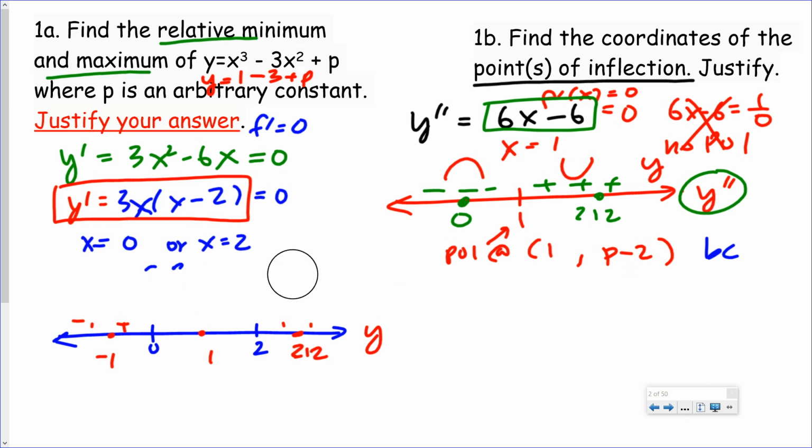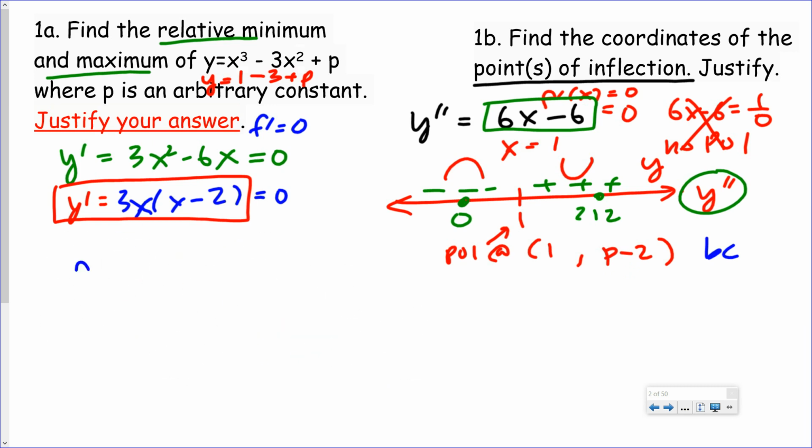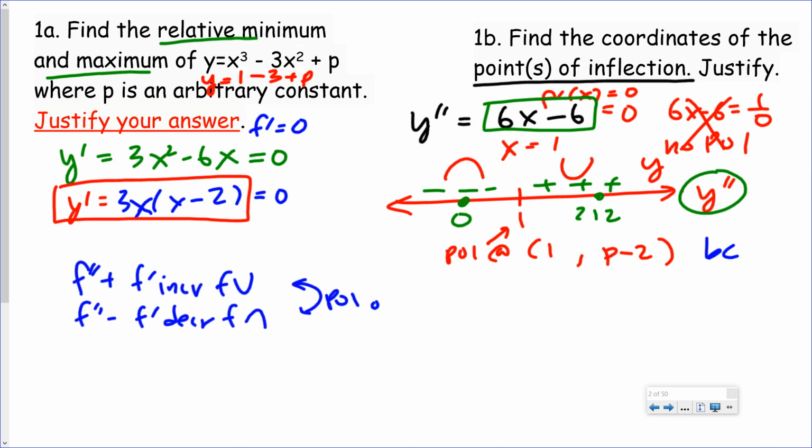What's the justification for a POI? Let me go ahead and write this for you. Guys, you must have this memorized. It helps you so much, and understanding what it means helps you so much also. To justify a POI, you can move from one row to the other, and do you see it doesn't matter for POIs which row you move from. Everybody good with that? So what's the justification here? Because what? Y double prime changes sign. Very good. You would say y double prime changes sign, and that would be your answer.